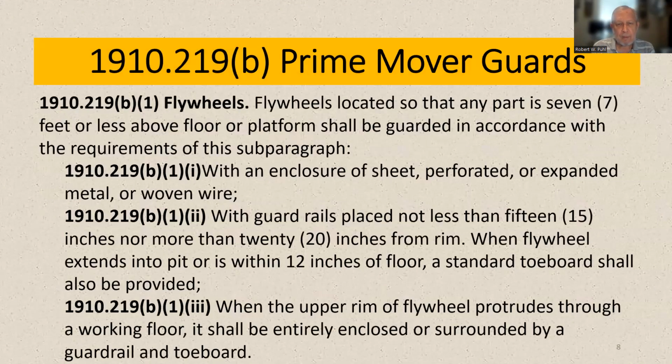Prime mover guards. A flywheel located so that any part is 7 feet or less above the floor or platform shall be guarded. Okay, there's that 7 feet above the floor again, or they're going to say platform here, but floor or work surface. It shall be guarded with an enclosure, and I'm going to skip the small stuff on this one. We don't have to worry about this little stuff. These are prime mover guards. They're talking about flywheels. You know what a flywheel is?